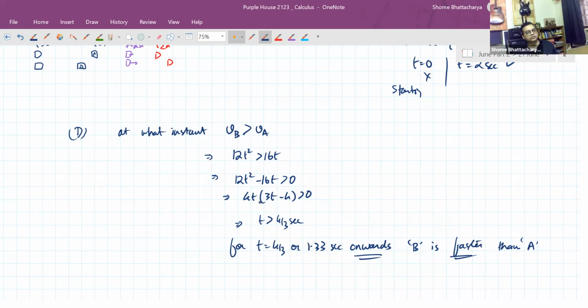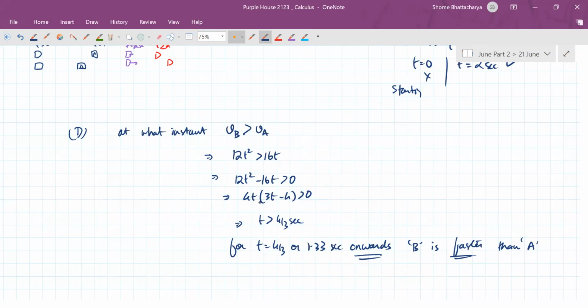But how do you know that at 2 seconds it's happening for the first time? It's not happening before that. Yes, at 2 seconds VB is greater than VA, but it's asking at what instant it starts moving faster, no? So it can happen at some time before that also. You will say 2 seconds, I'll say, okay, check at 1.5 seconds. If you check the values at 1.5 seconds also, you'll see VB is greater than VA. Yes, sir, because it is a span between 1 and 2 seconds, right?